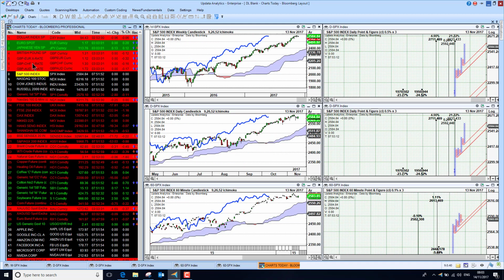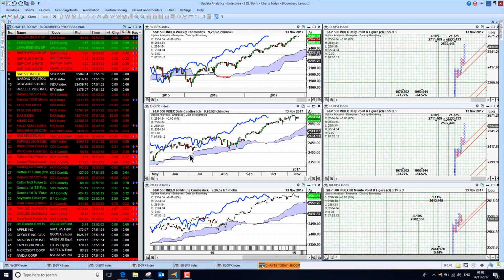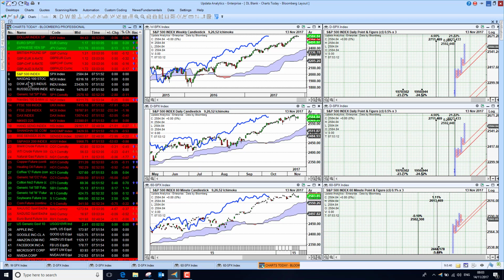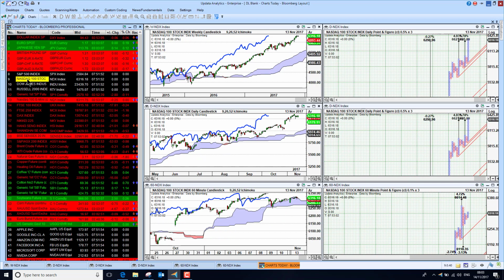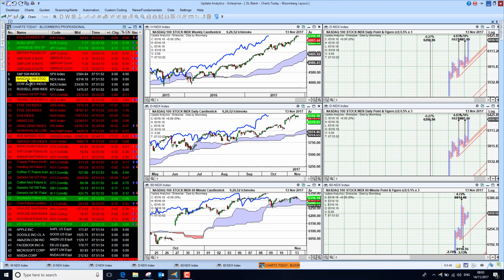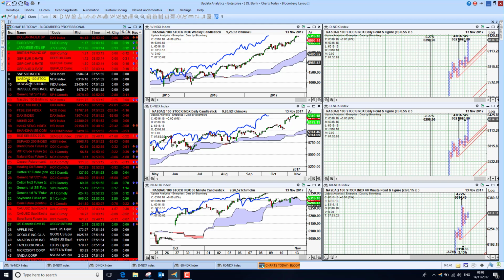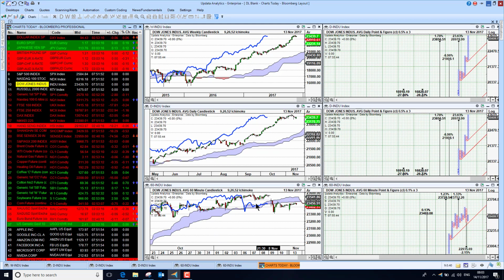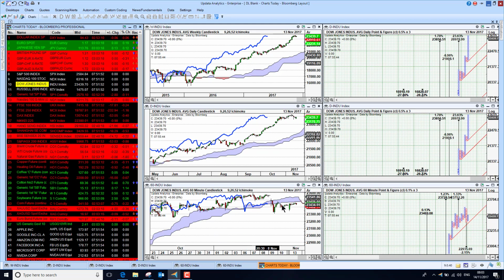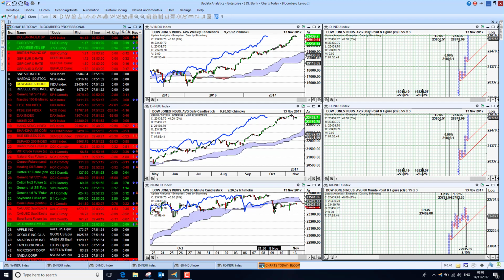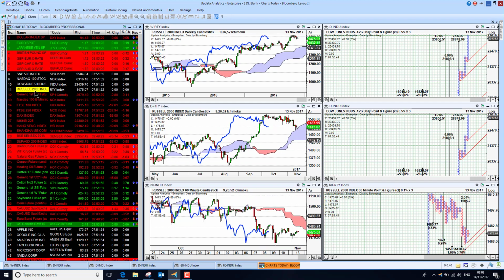The S&P 500 index closed at 1284 last night, so just holding the gains really, no big dramatic moves. Nasdaq did move a little bit higher again, but still bullish above the cloud on all 3 time frames. You may recall yesterday the Dow was just coming below the cloud. We're seeing here it was very flat again yesterday, so we haven't yet made significant moves in that direction.